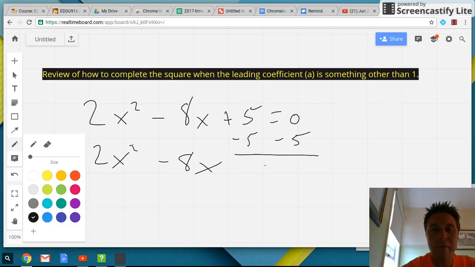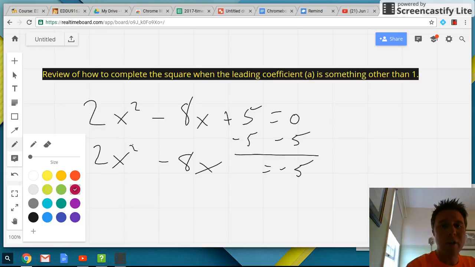All right. From here, we would go through and complete the square by taking half of the b value, squaring it, and adding it to both sides. But because that leading coefficient is something other than 1, it's a 2, we've got one more step to do first, and that's the factor step. Whatever that leading coefficient is, that 2, we factor it out. So we have to factor it out not only of that x squared term, but also of the x term.